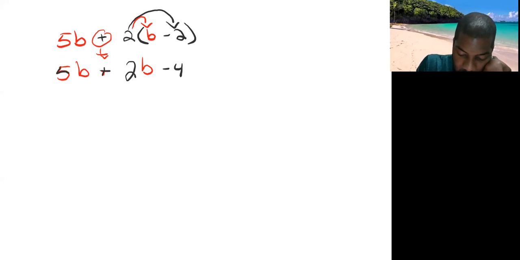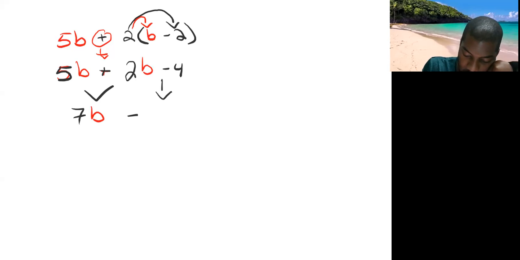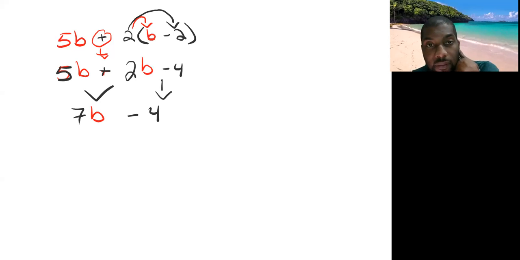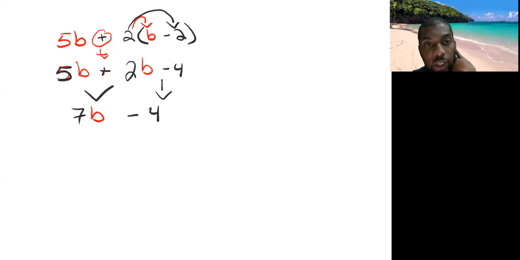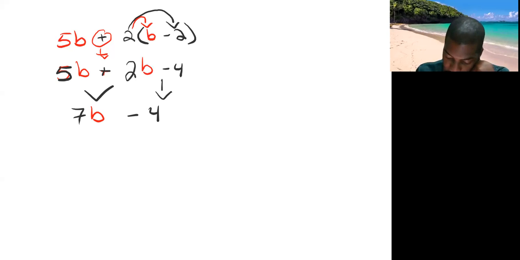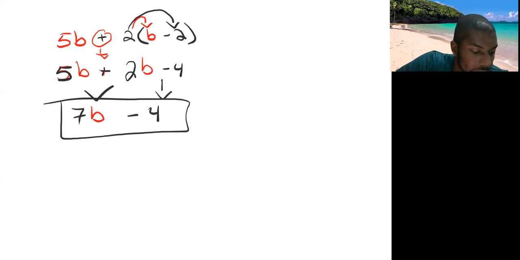So now I've got 5b plus 2b minus 4. My like terms are the b's. 5 bananas plus 2 bananas is a total of 7 bananas. And then nothing happened to the 4. So it's 7 bananas minus 4. I cannot take 4 away from 7 bananas because I need it to be 4 bananas. And since we don't have anything behind it, we can't assume that's bananas. It's just a 4. So there we go. 7b minus 4 is your answer.